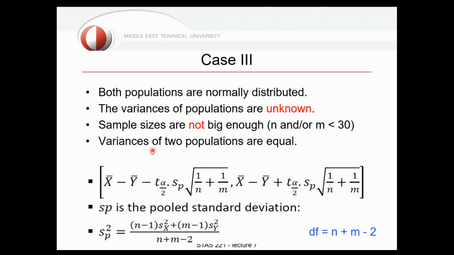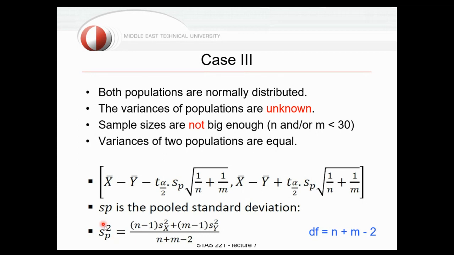And another condition: the variances of the two populations are equal. I don't know their value, they are unknown, but they are equal. This information I know. How does it happen? Sometimes I divide my population into different segments, and I know the variances are equal, but I don't know exactly what the value of that is. Such cases happen. So in that scenario, first of all, I should use the t-distribution, not like case 1 and case 2. I should use the t-distribution, and I should use the pooled standard deviation, which we show by SP.